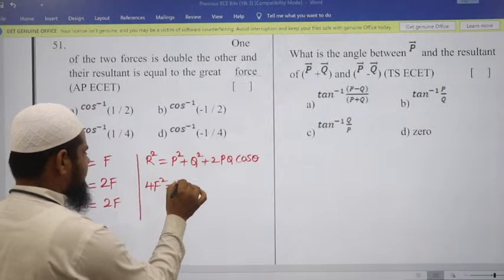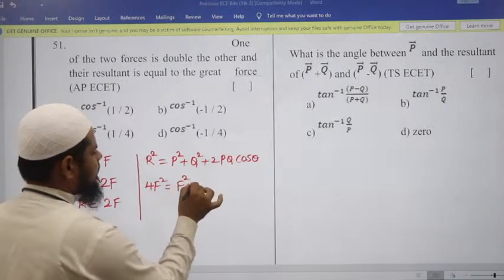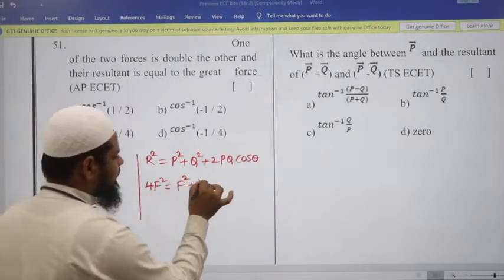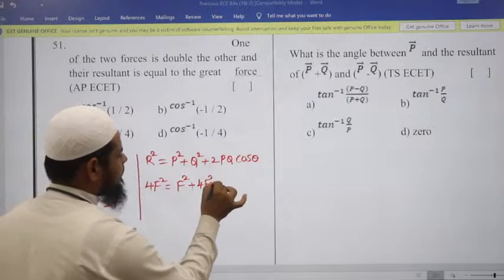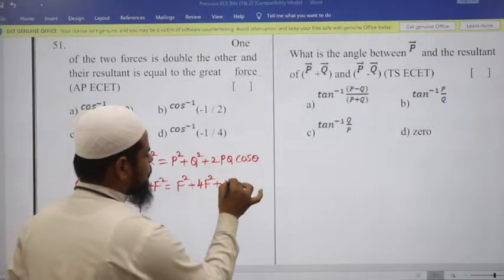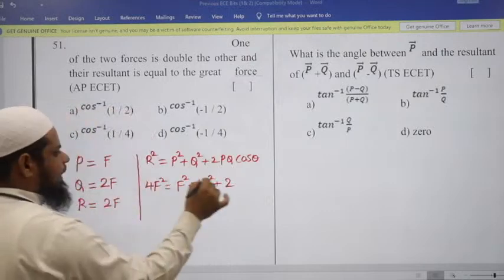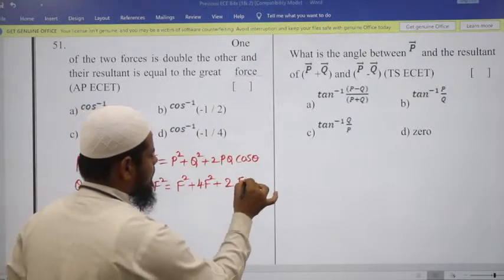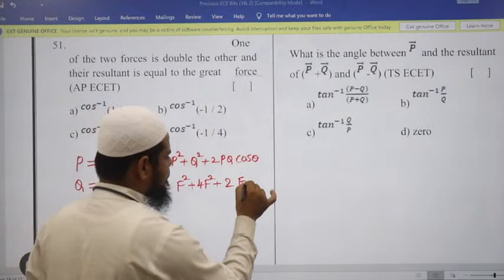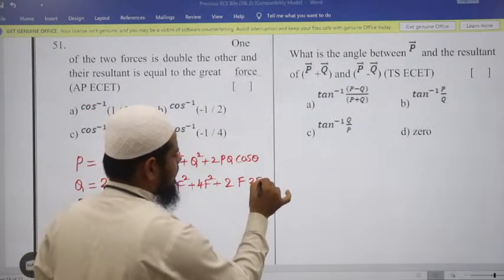Yes, P square is F square. Q square is 4F square plus 2... What is P here? F. And what is Q here? 2F cos theta.